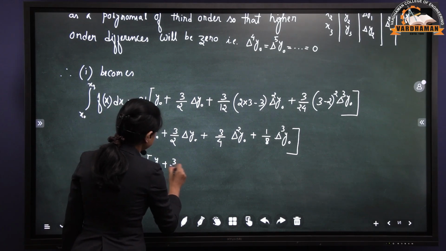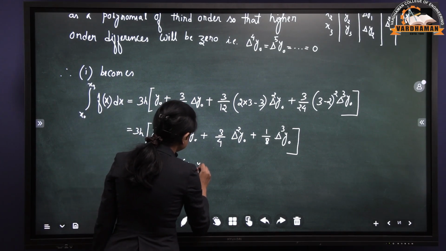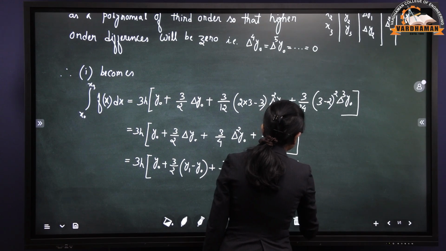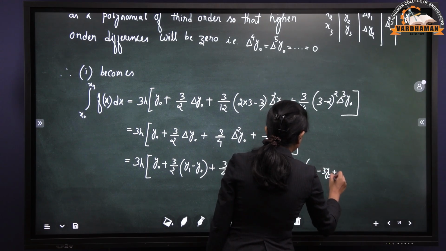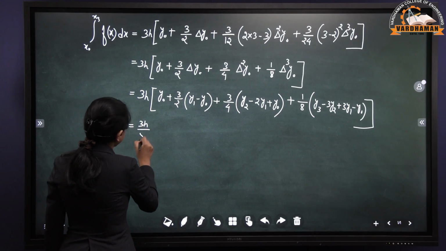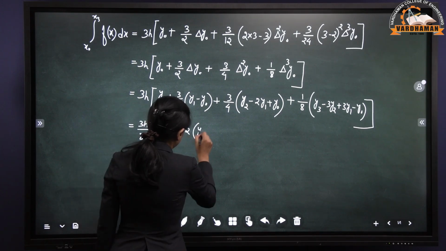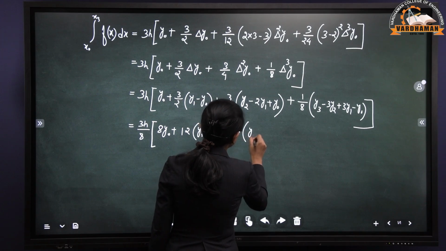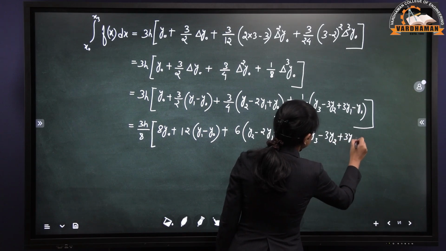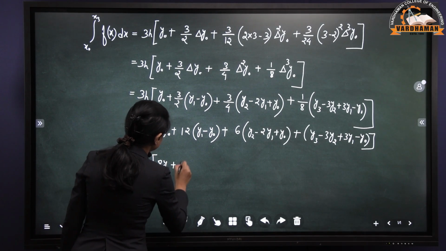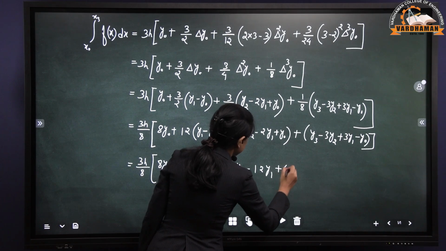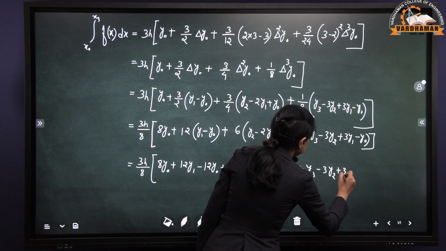which is equal to 3h [y0 plus 3 by 2 (y1 minus y0) plus 3 by 4 (y2 minus 2y1 plus y0) plus 1 by 8 (y3 minus 3y2 plus 3y1 minus y0)]. If we take 1 by 8 outside, then we will get 3h by 8 [8y0 plus 12(y1 minus y0) plus 6(y2 minus 2y1 plus y0) plus (y3 minus 3y2 plus 3y1 minus y0)]. This will be 3h by 8 [8y0 plus 12y1 minus 12y0 plus 6y2 minus 12y1 plus 6y0 plus y3 minus 3y2 plus 3y1 minus y0].